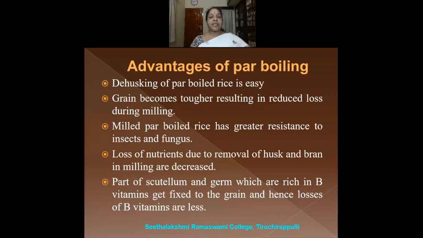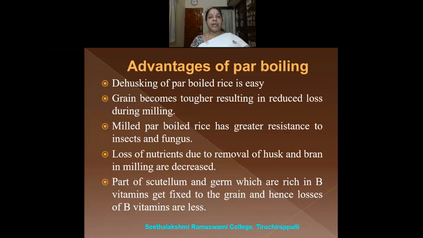The grain becomes tougher, resulting in reduced loss during milling. After we soak, we steam the paddy, and during steaming there is a partial cooking taking place, which is again dried, and therefore the grain that is present will become tough. Because it becomes tough during the milling process, the loss that occurs due to breakage will be less.